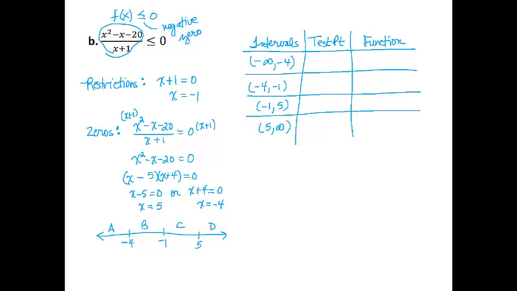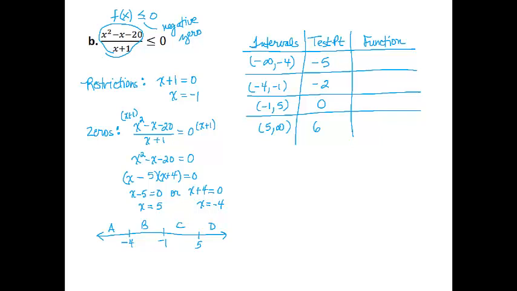Our test point, something to the left of negative 4, would be negative 5. Between negative 4 and negative 1, maybe negative 2. Between negative 1 and 5, notice that 0 lies in that interval, so we'll test 0. And then to the right of 5, perhaps 6.